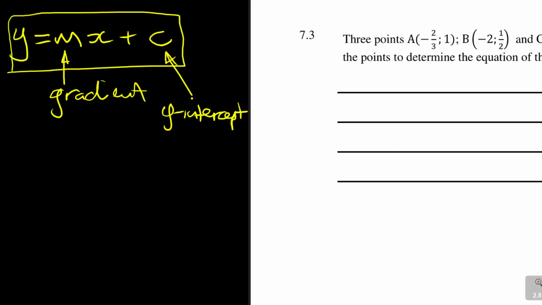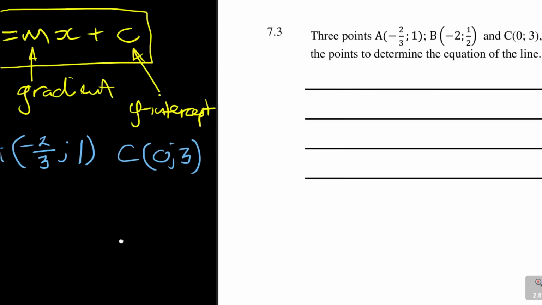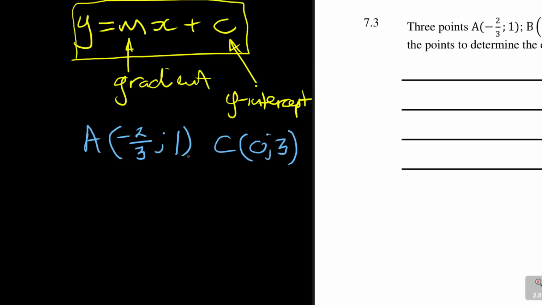It's just 2 points that you need. You can take point A, which is -2/3, and then 1. You see that? And then I prefer point C. You can take point B, but it's too many fractions. I will take C. And C is 0, 3. Look at these points. Alright. So now I need to find the gradient.